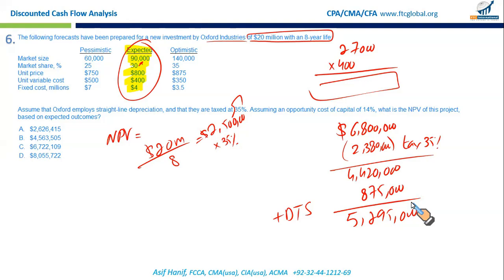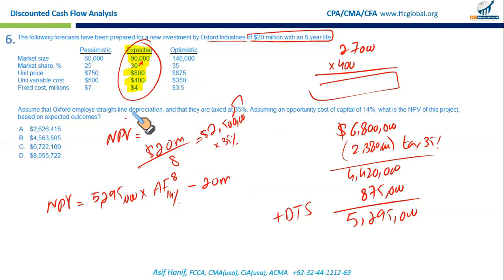So we are going to calculate NPV now. NPV is equal to annual cash flows 5295 multiplied by the annuity factor. Since this project is going to last 8 years, we take the annuity factor for 8 periods at 14% discount rate. And from this, we deduct our initial investment, which is 20 million. Is there any working capital recovery?